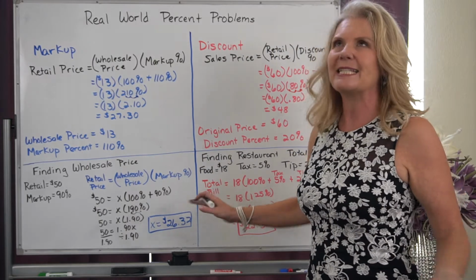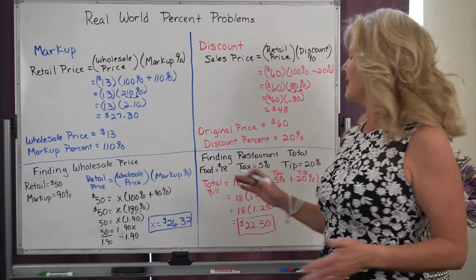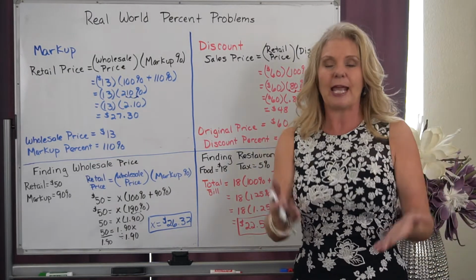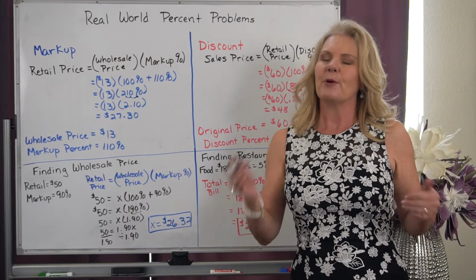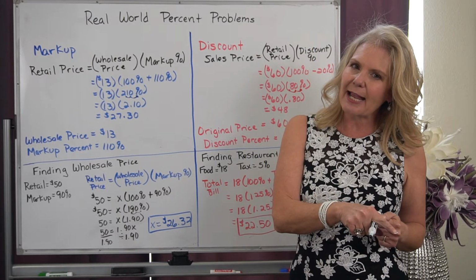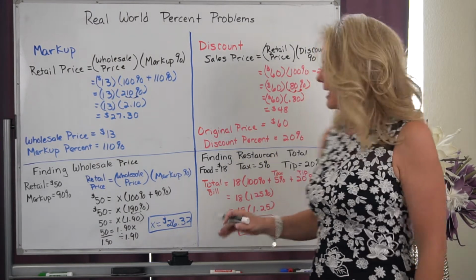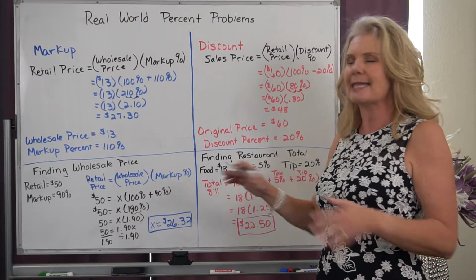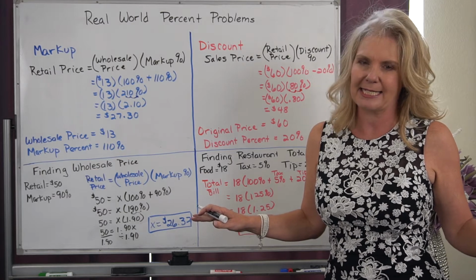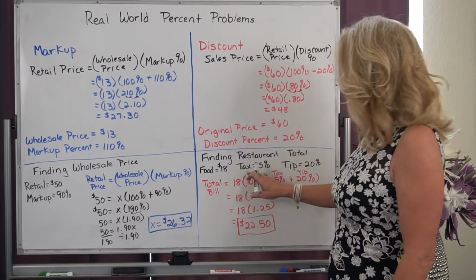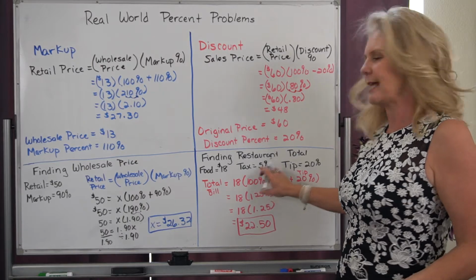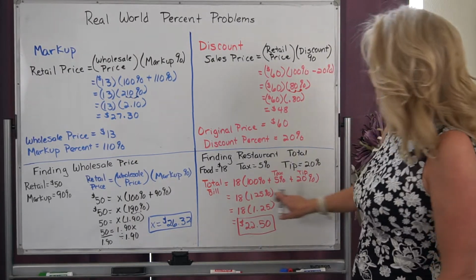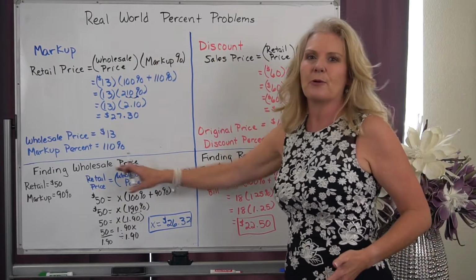Final place that we see it all the time using percents is when we go to a restaurant. So we know that we have to pay for the price of the food, but we also have to add in sales tax and we have to tip. And so if I went to a restaurant and my food bill was $18, that's not the total amount that I need to pay. To that, I have to add 5% tax and a 20% tip because we got really good service that day. Well, again, it's really the same equation.